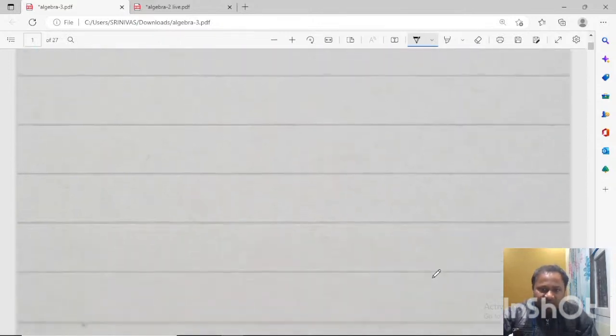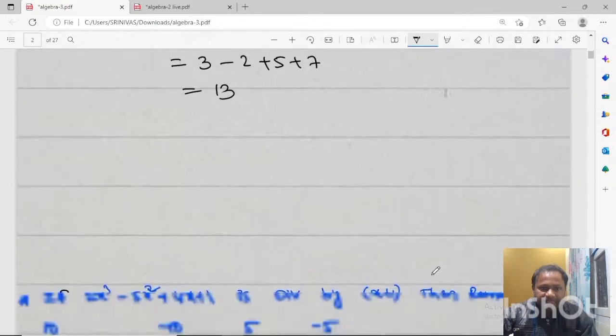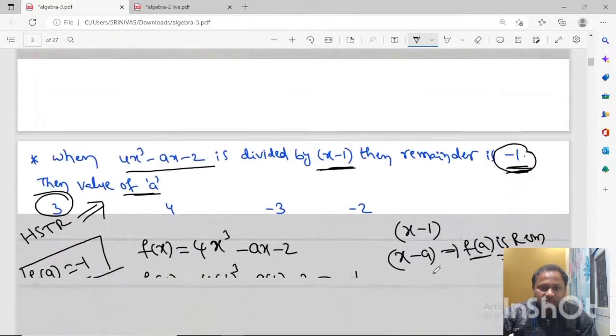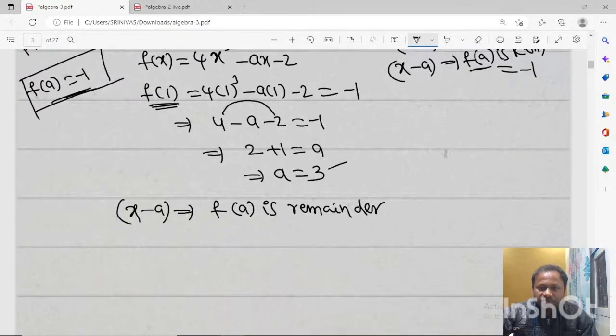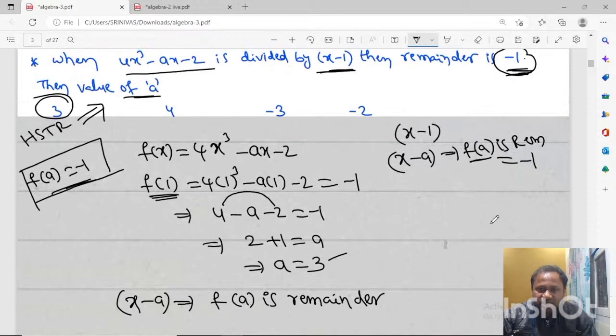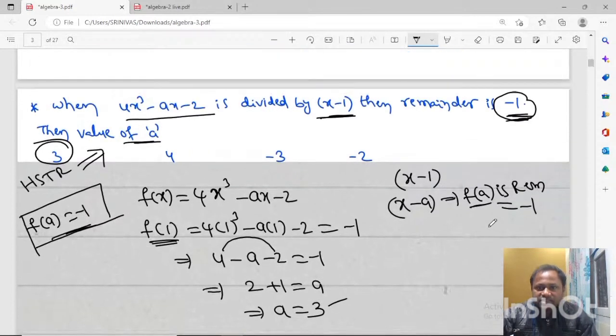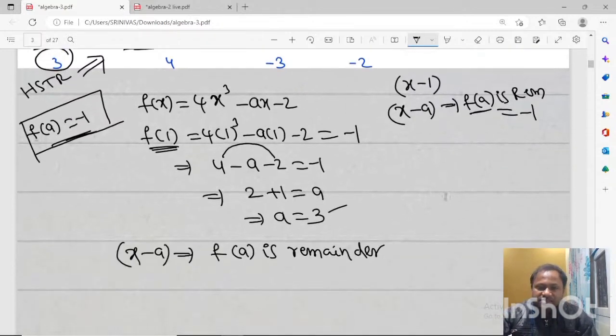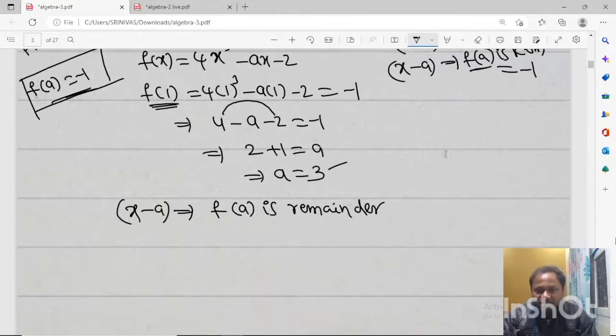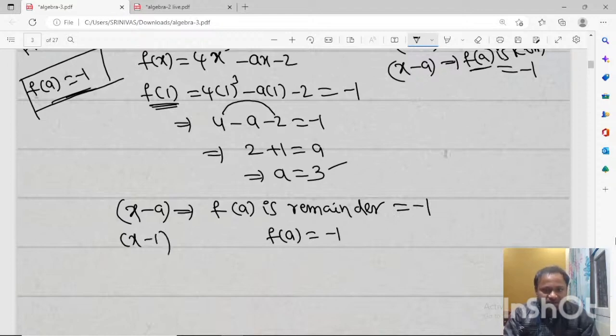So, I will apply the condition. f of a is the remainder. But according to the question, it was given that the remainder is minus 1. Remainder is minus 1 means f of a is equal to minus 1. We have x minus 1, so f of 1 is equal to minus 1.